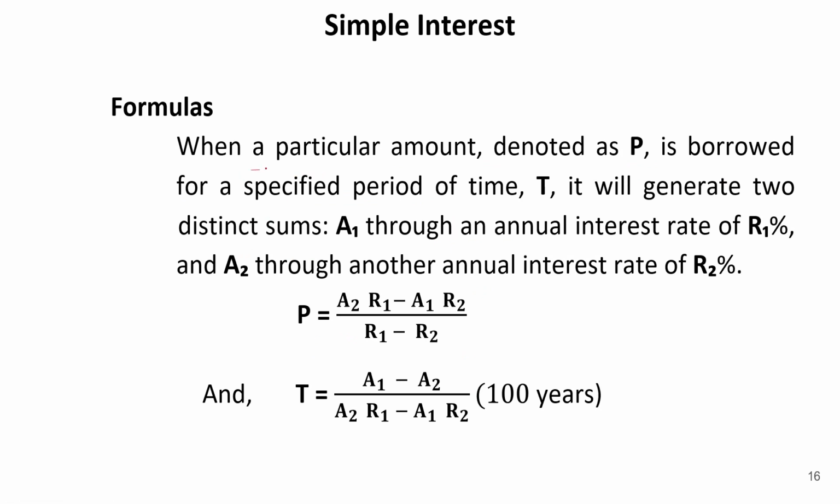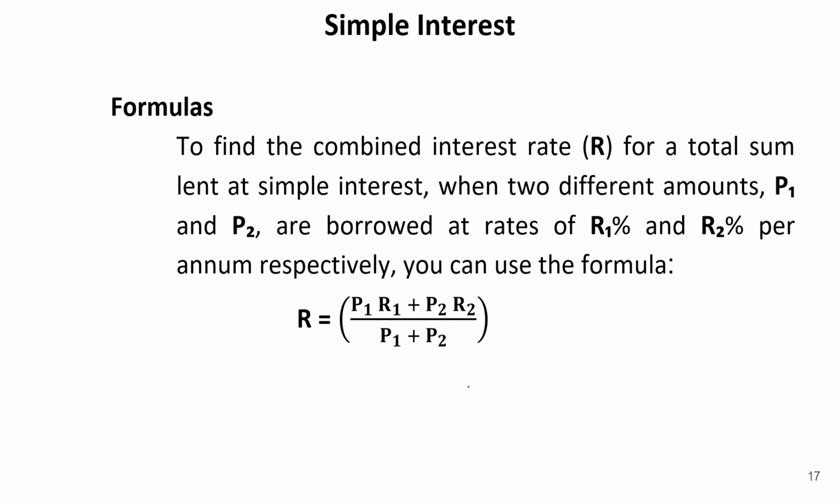So let's see, when a particular amount denoted as p is borrowed for a specific period of time t, it will generate two sums, that is a1 at the annual interest rate of r1% and a2 at the annual interest rate of r2%. So p, the principal amount, can be calculated via (a2 r1 minus a1 r2) whole by (r1 minus r2). So the time period t is equal to what? (a1 minus a2) whole by (a2 r1 minus a1 r2) into 100 years.